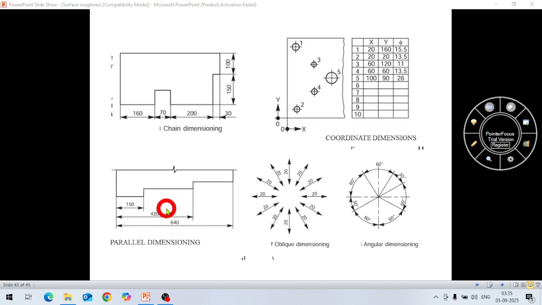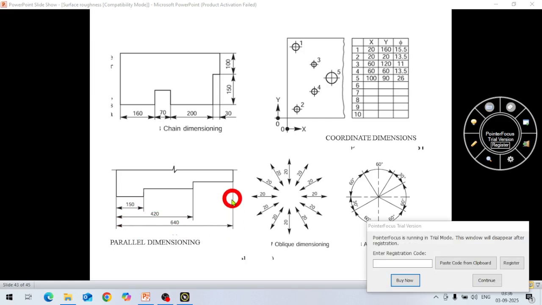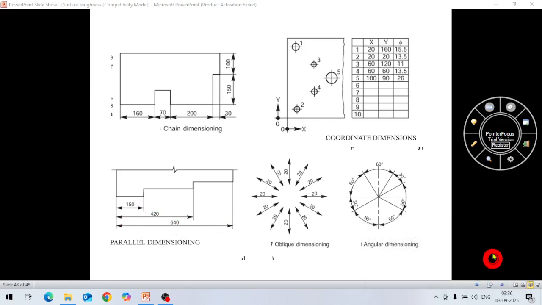And next is parallel dimensioning. What is parallel dimensioning? Parallel dimensioning is where one reference line is there, and from that reference only all the dimensions are given. Here this step is 150 mm, another step is at 420, third step is at 640. So this method is called parallel dimensioning.